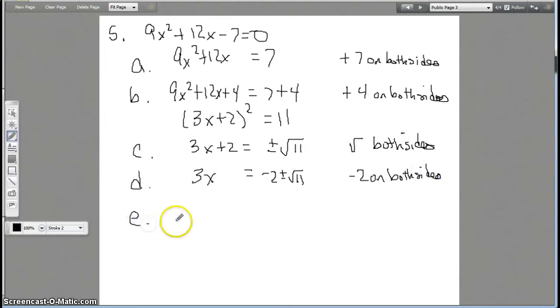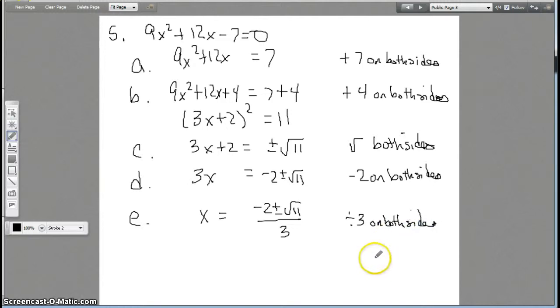Okay, part E says x equals negative 2 plus or minus the square root of 11 over 3. So what did we do to get from step D to step E? Well, we were multiplying x by 3 in step D, and in part E, we just have x. So to undo the multiplying by 3, we must have divided by 3. So I'm going to write divide by 3 on both sides. So that's what it's asking you to do.